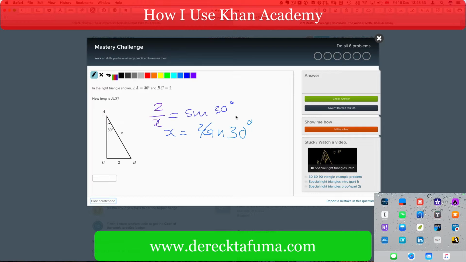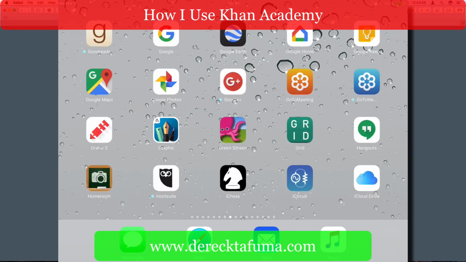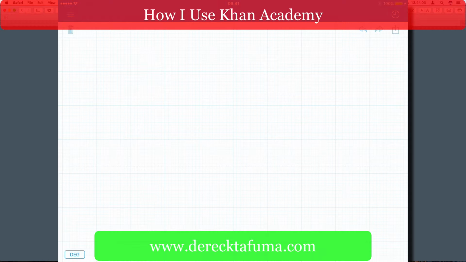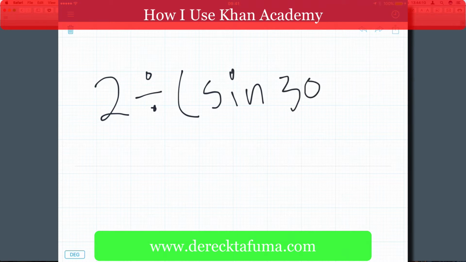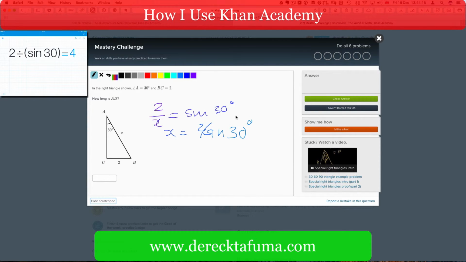Okay, and so I can go to my calculator here. I've got a really smart calculator on my iPad, and I can say 2 divided by bracket sine of 30, and that's going to give me the answer straight away. So the answer is 4. So basically this x is 4 units long.